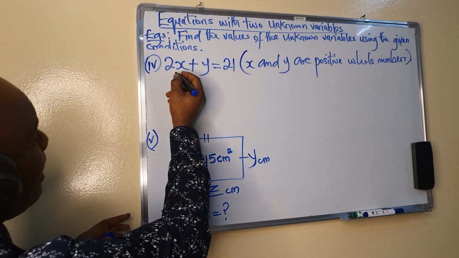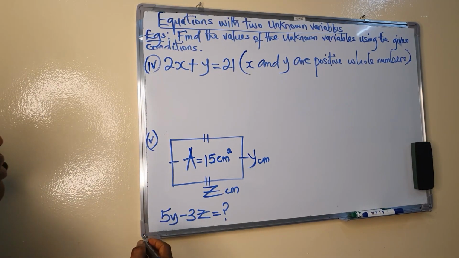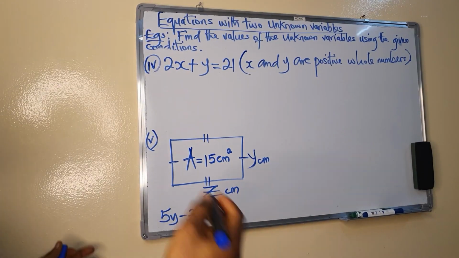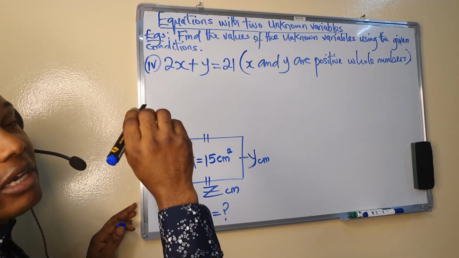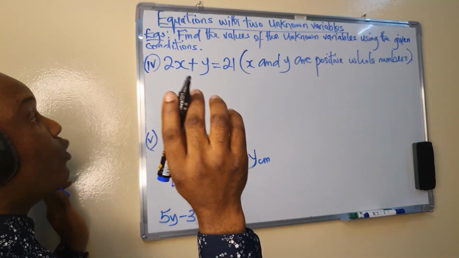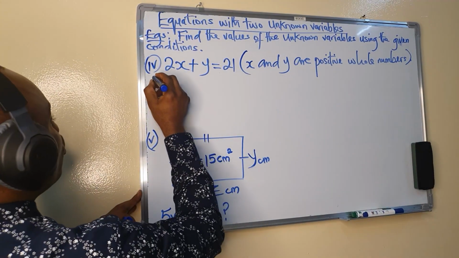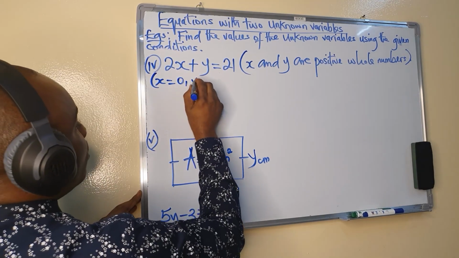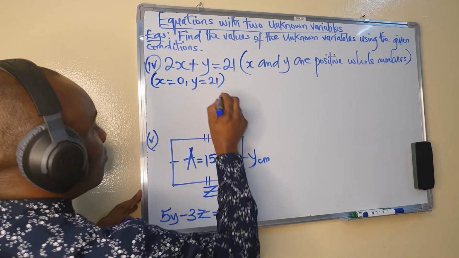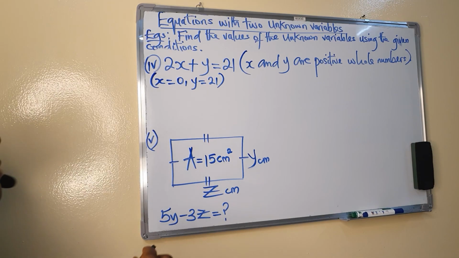Therefore, we begin by assigning the value of 0 to x. In that case, if we assign the value of 0 to x, only y will be left. It means that y will take the whole 21. It works. So we begin by saying that when x is 0, y will be 21. That's a good one. We have found the first pair.